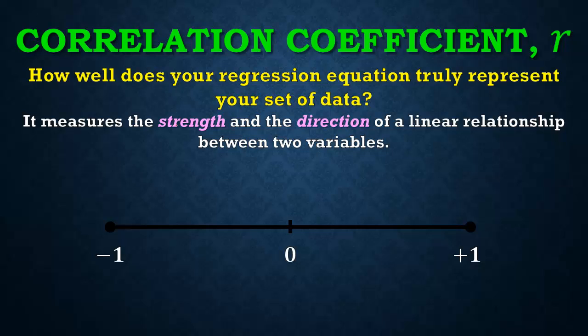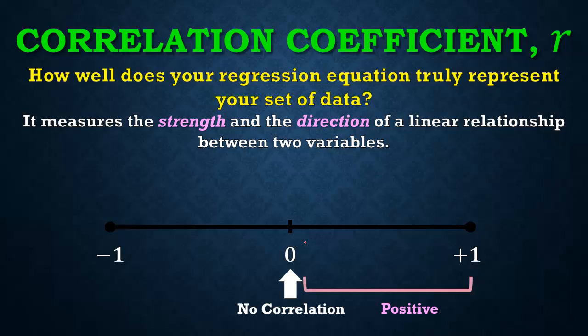Alright, so basically we're going to be looking for how close we are to these two numbers, -1 or +1. If it's 0, there is no correlation. If it's a positive number, it's a positive correlation. If it's a negative number, it's a negative correlation.